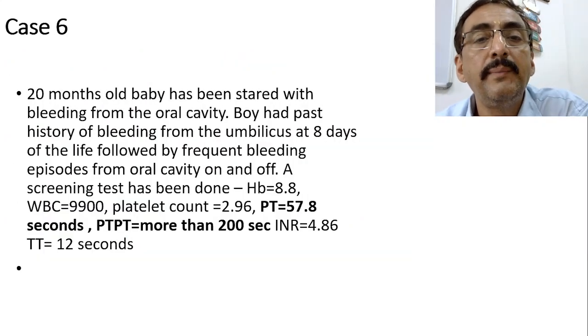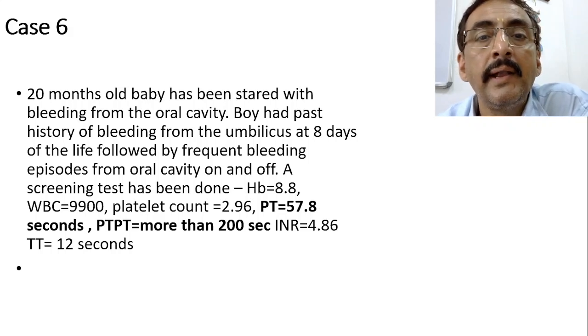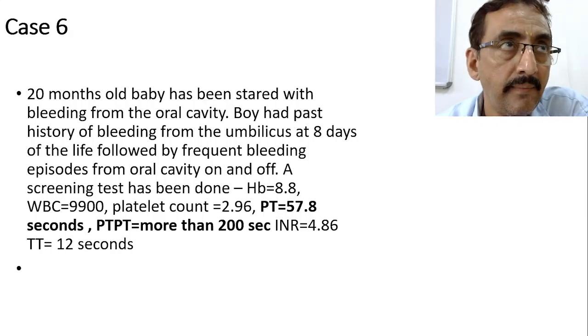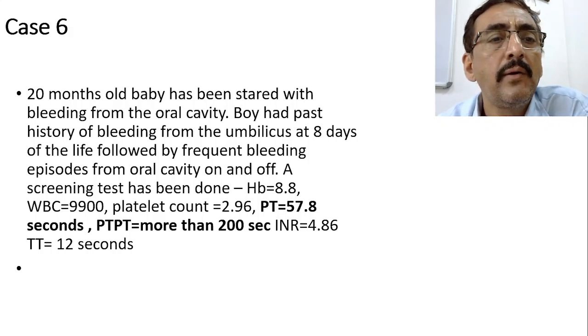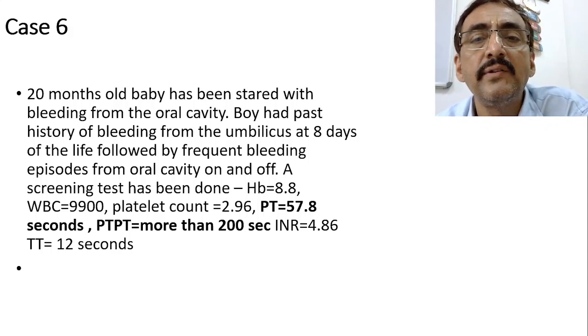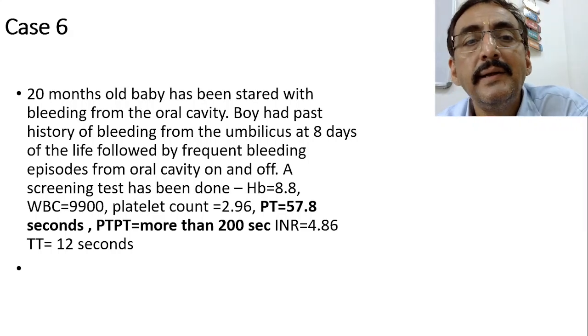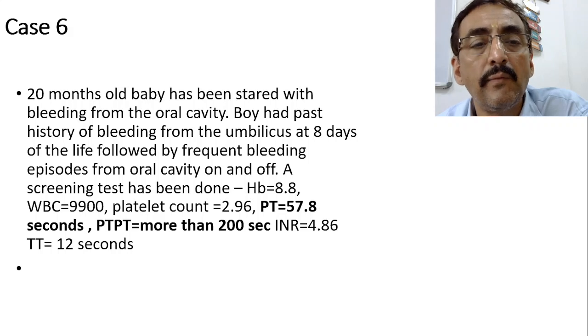A 20-month-old baby started with bleeding from the oral cavity, and the boy had a past history of bleeding from the umbilicus at 8 days of newborn life, followed by frequent bleeding episodes from the oral cavity off and on. 20 months old means almost 1.5 years. He had a past history of bleeding from the umbilicus at 8 days of life, that means during the time of cord falling. Later he had frequent episodes of bleeding from the oral cavity on and off.